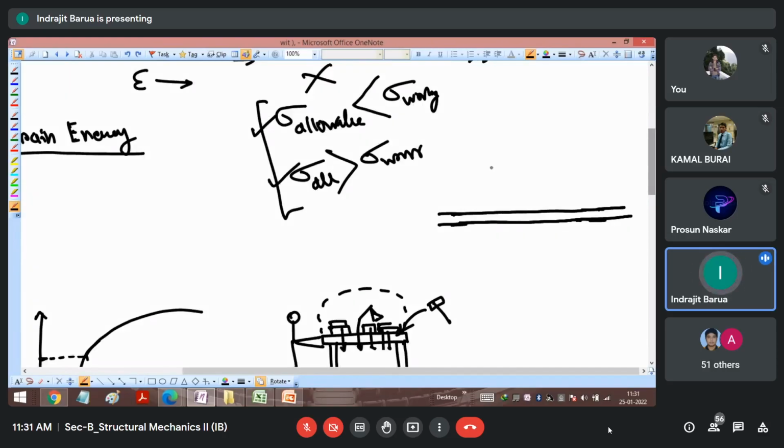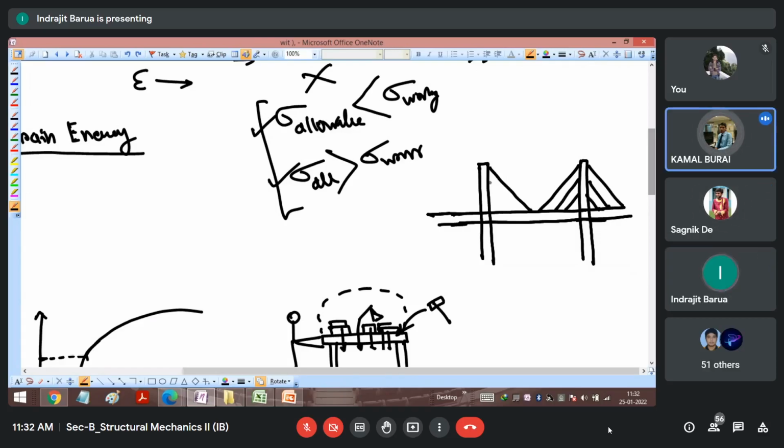Okay, now let's say that we have this. Okay, just tell me, what is this? Cable bridge. This is not Vidyasagar Setu, you know? There is a difference.